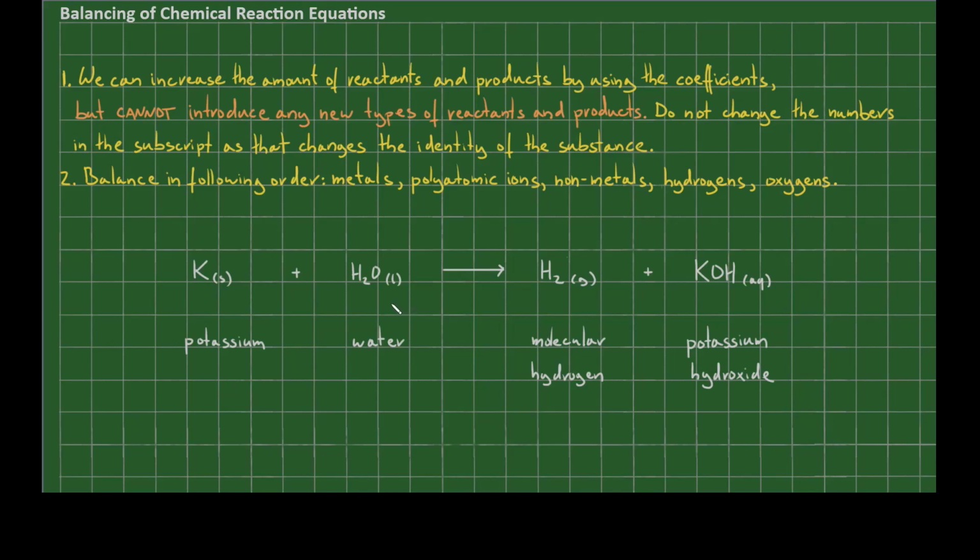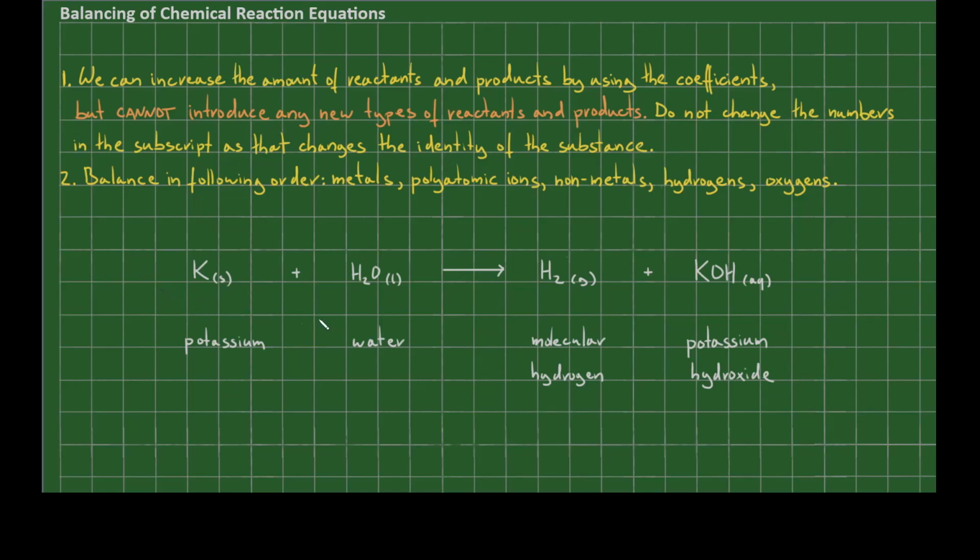A common pitfall would be to simply add a single hydrogen atom to the left. From a balancing point of view, everything seems to be okay. 3 hydrogens on the left, 3 hydrogens on the right. But by doing this, I'm going against guideline number 1. I cannot introduce new types of reactants and products. I can only increase the amount of reactants and products already present. So let me get rid of this single hydrogen atom.